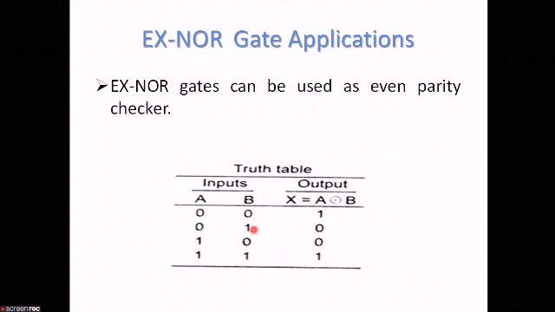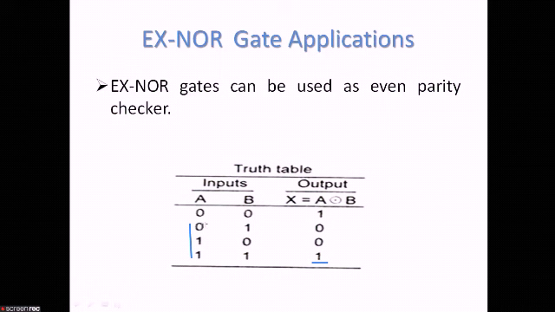Consider these three cases. In the first case, the number of 1s is odd, so the output is 0. Again here, the number of 1s in the inputs is 1, so the output is 0. But in this case, the number of ones is even, that is, 1 and 1 means 2. There are two ones, so the output is 1. So this two-input XNOR gate is immensely useful for bit comparison and for parity checking.